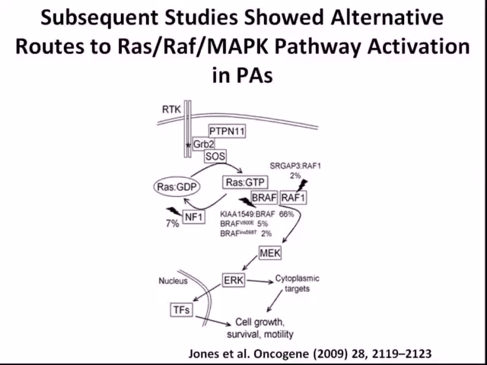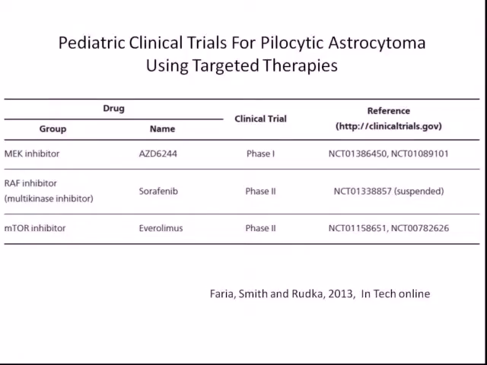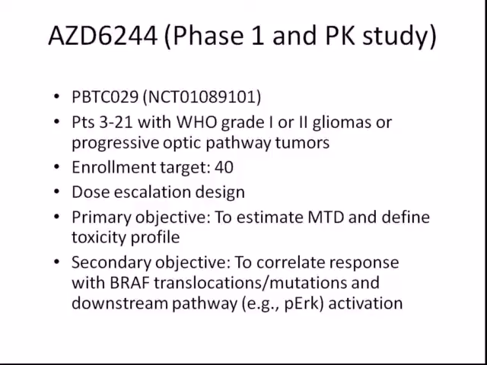And this, the next step, has led to clinical trials. And these are a list of just some of the clinical trials now targeting each of those different pathways in relation to the BRAF mutation, including MEK inhibitors. In our own PBTC work, with Tina and other investigators who are involved with the PBTC, there is an ongoing study, which is the AZD6244, or the MEK inhibitor study, looking at some of these pathways.